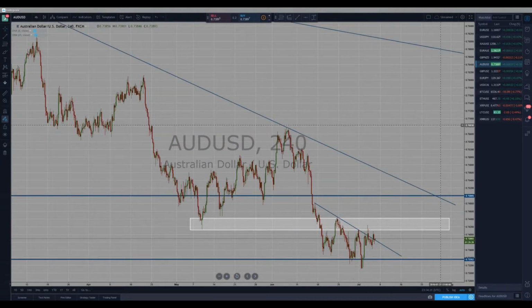AUD/USD, we can see this area of consolidation is still continuing. I drew this trend line, and the price has pretty much danced on it. Not a lot of movement here, nothing really wild and exciting going on with AU. So there's really nothing to update on with that.